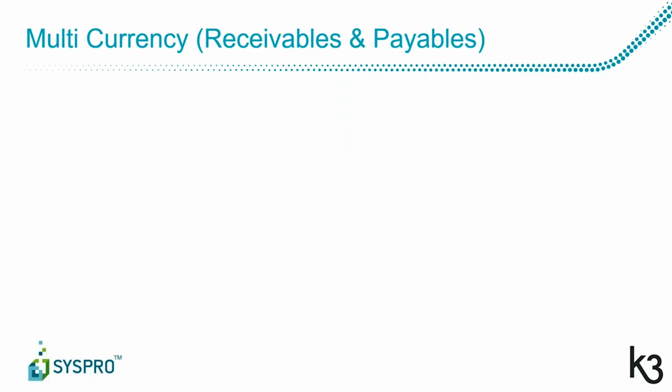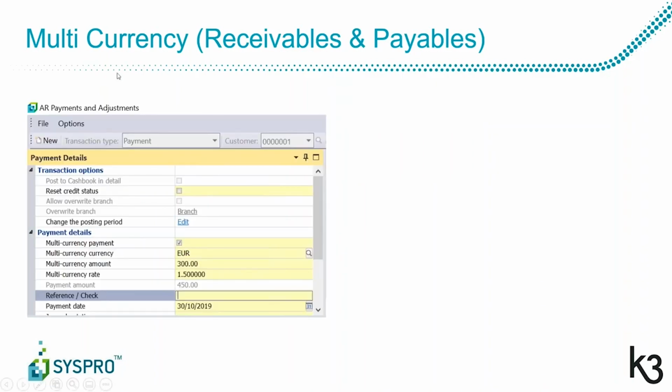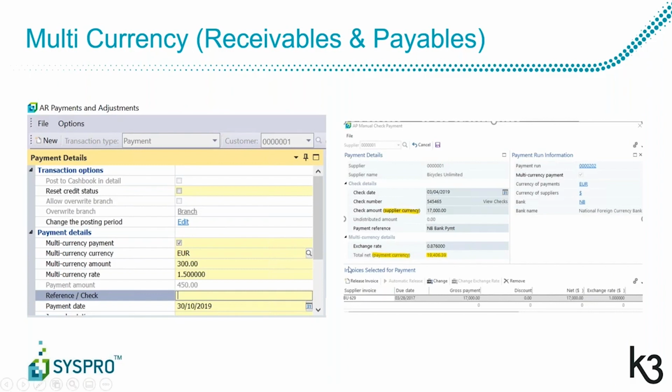So if we take a quick look at what that looks like, what you'll notice is if we go ahead and take a look at our AR payments and adjustments, we go ahead and add in details in and around the currency that we're going to go ahead and receive that payment from our customer in. And on the payment side, we also now have the ability to go ahead and pay using a different currency. So we no longer have to have two different customers for if they've got different currencies, and we can have the same supplier and pay them in multiple currencies as well.